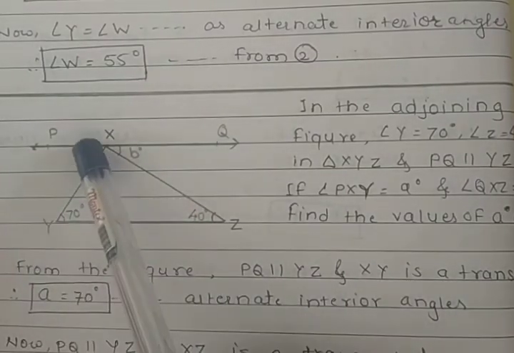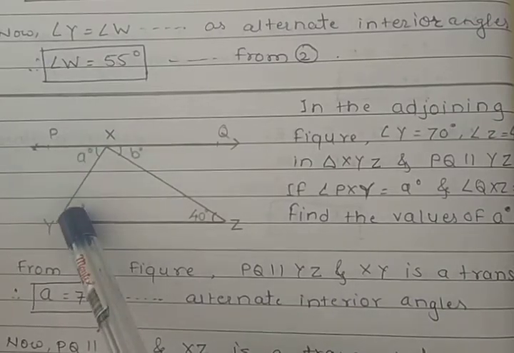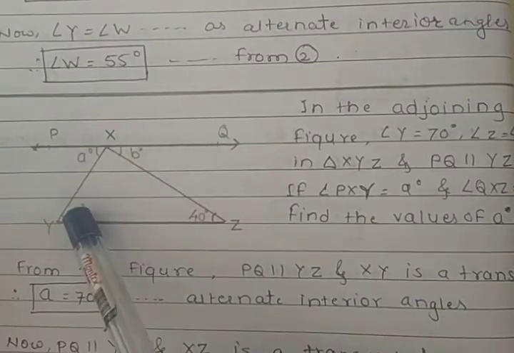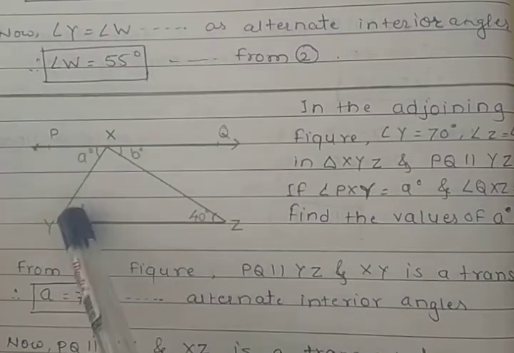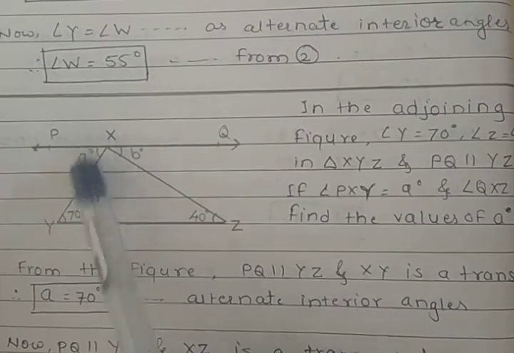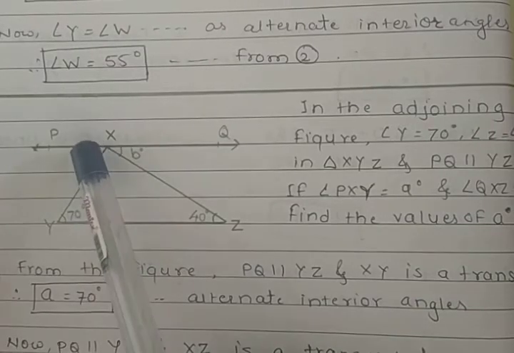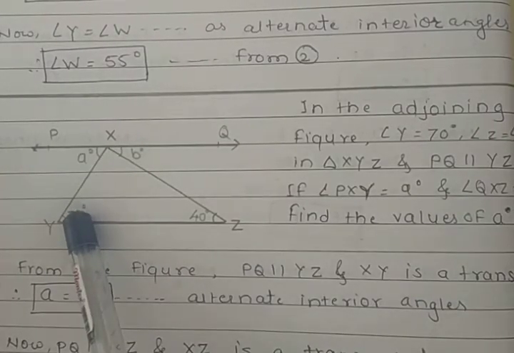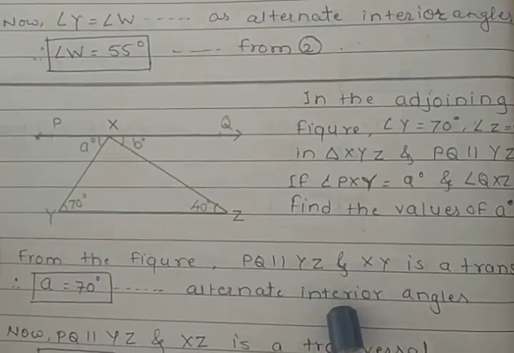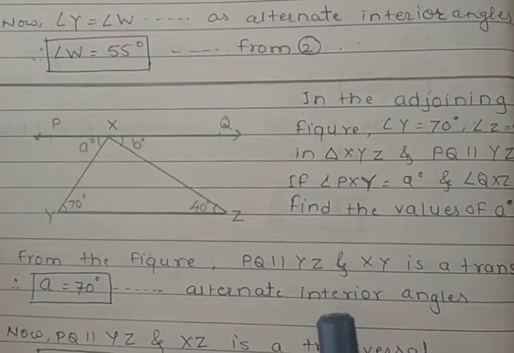What kind of angles will these two be? Angle A and this 70 degrees. These angles are alternate interior angles, right? And as we know the properties of parallel lines, A is equal to 70 degrees. Why? Because alternate interior angles are equal. Clear? So A is equal to 70 degrees.